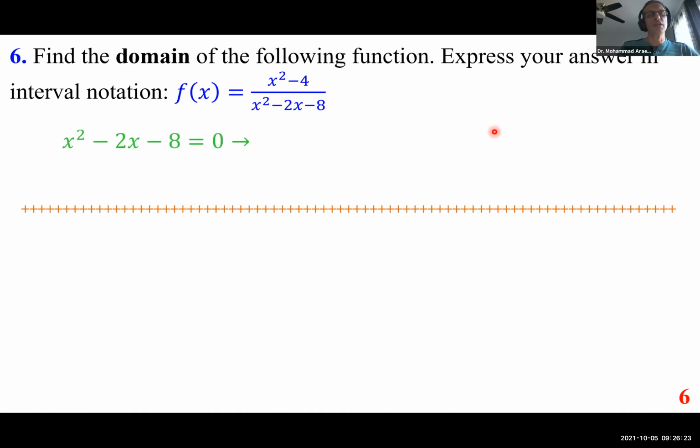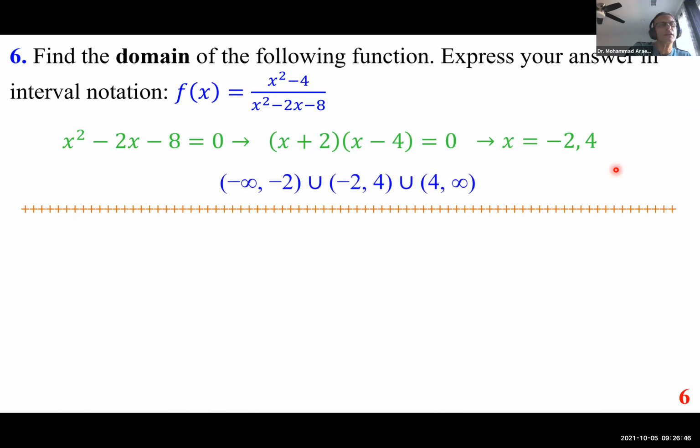We can factor this. We want two numbers. The product is -8. The sum is -2. We end up with x plus 2, x minus 4. This gives us -2. And this gives us +4. That means the domain is all real numbers except those two. So here's how we exclude them using interval notation. Negative infinity comma -2 union -2 to 4 union 4 to infinity. Notice the parentheses simply mean the endpoints are not included. So that's how we find this domain.